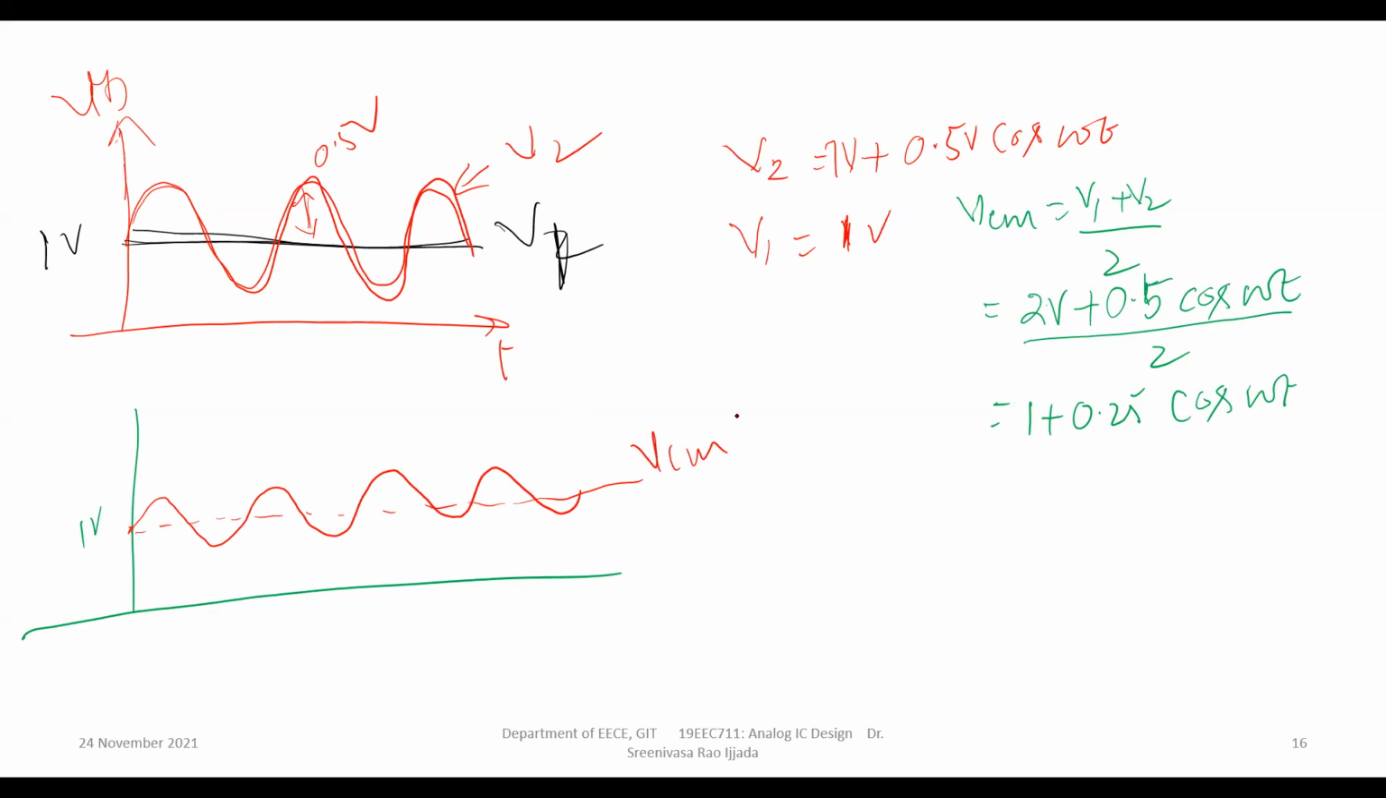Now what is the differential mode? The formula is V1 minus V2 by 2. How much will we get? I think the 1 will cancel. Then we get 0.25 cos omega t. There is no DC value.